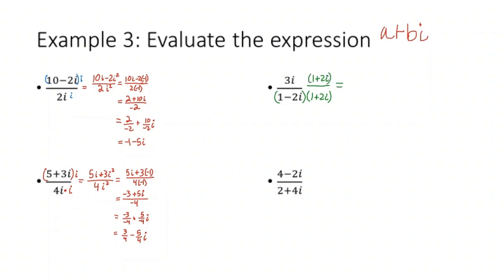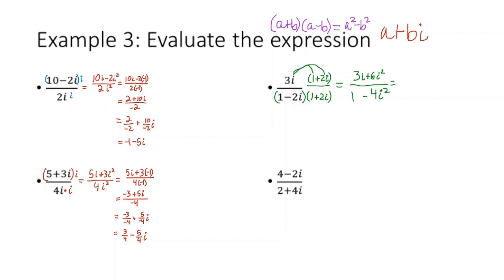In the numerator, we can simplify by distributing in the 3i, and we get 3i plus 6i squared. Now in the denominator, we can use the same special multiplication rule we did in the previous section. If we have a plus b times a minus b, that is equal to a squared minus b squared. As an alternative, you could also FOIL, but using the special formula, we get 1 minus 4i squared.